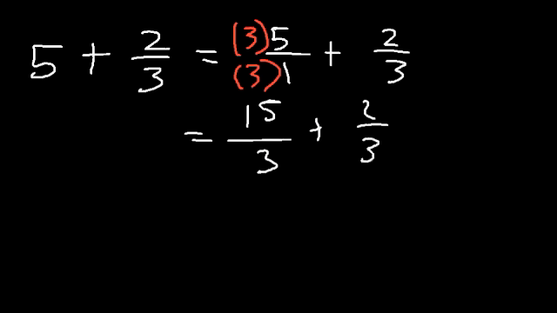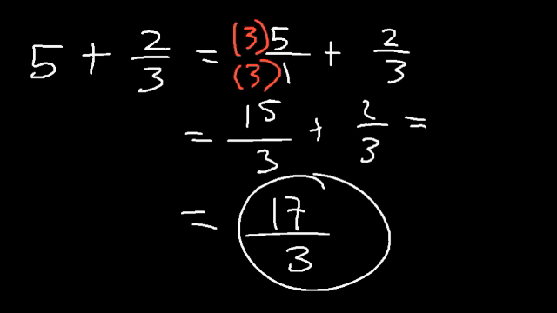So now that we have common denominators, we can add the numerators. 15 plus 2 is 17, and so the answer is 17 over 3.